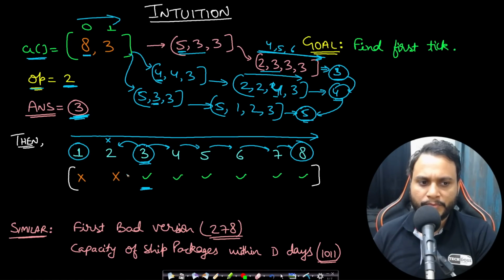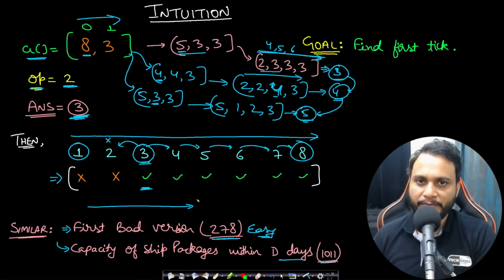Fine. So I think you have already seen such a problem. The exact same problem is First Bad Version, from LeetCode 278. It is an easy level problem because this array is already given, right? And a very similar assignment problem is Capacity to Ship Packages Within D Days, which is LeetCode number 1011, right? So I hope you have understood that if you want to find out this first tick mark, you can go with a linear search from left to right, or you can apply binary search.